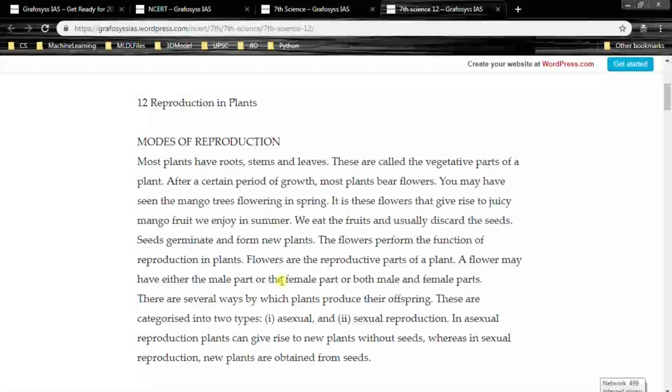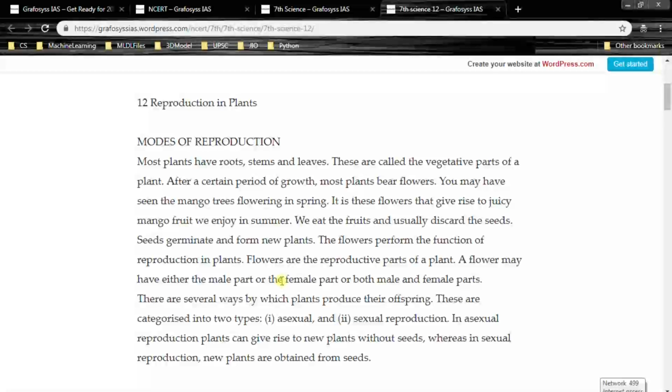and the flowers in the plants perform the function of reproduction. So these are the main things which perform this job. So flowers are reproductive part. Flower may either have male part or female part, or both male and female parts. So please compare these things with animals. So how are animals and how the plants are, right?